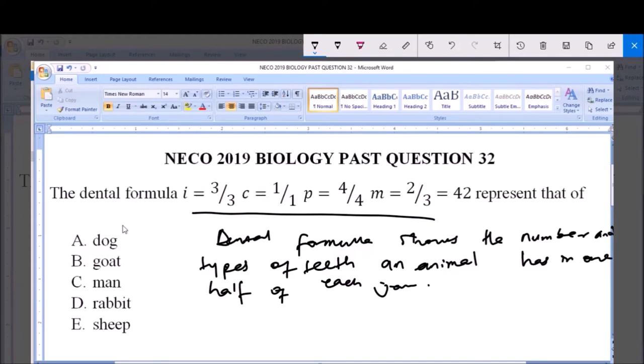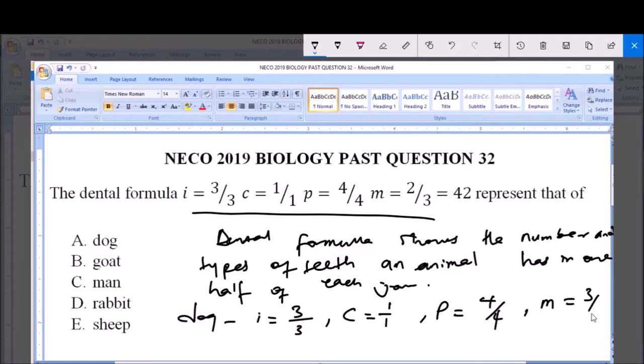Now, let's briefly establish the dental formula of these following animals. Now, option A is dog. Now, the dental formula for dog, you have the incisor to be 3 over 3, the canine to be 1 over 1, the premolar to be 4 over 4, and then the molar to be 2 over 3, that is 2 molars in the upper jaw and 3 molars in the lower jaw. Remember, it is one half of each jaw. So, altogether, when you carry out the arithmetic, it will give you 42.